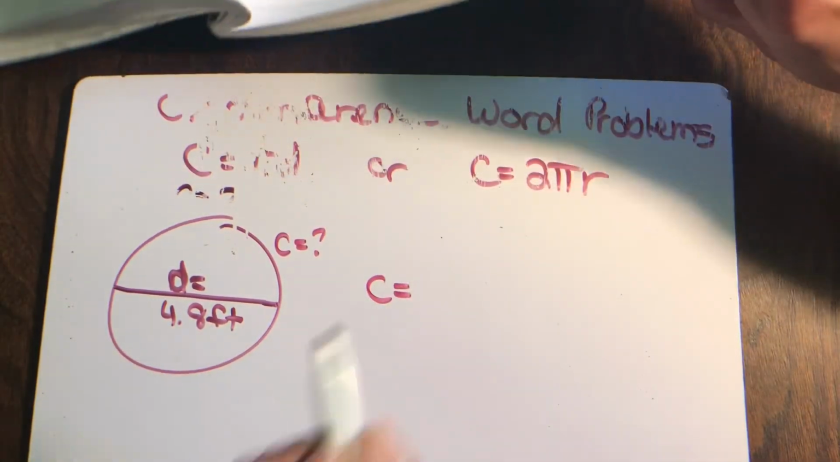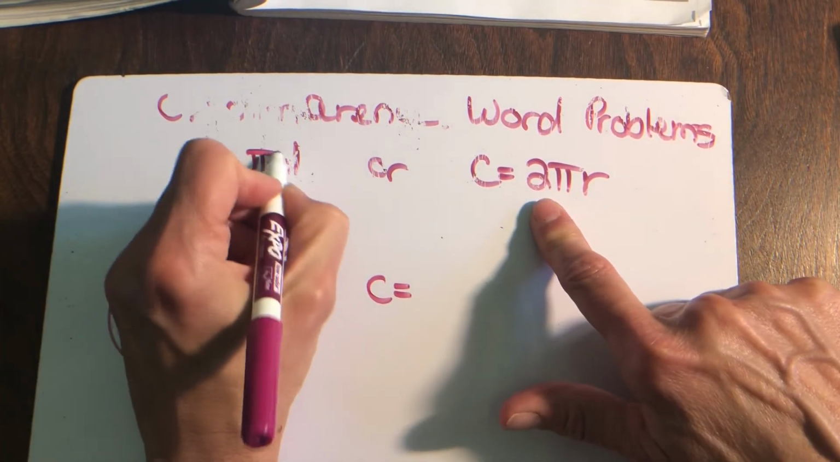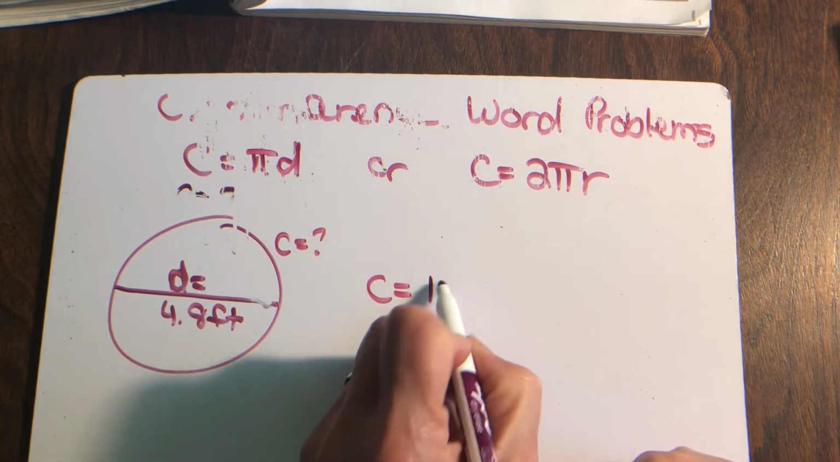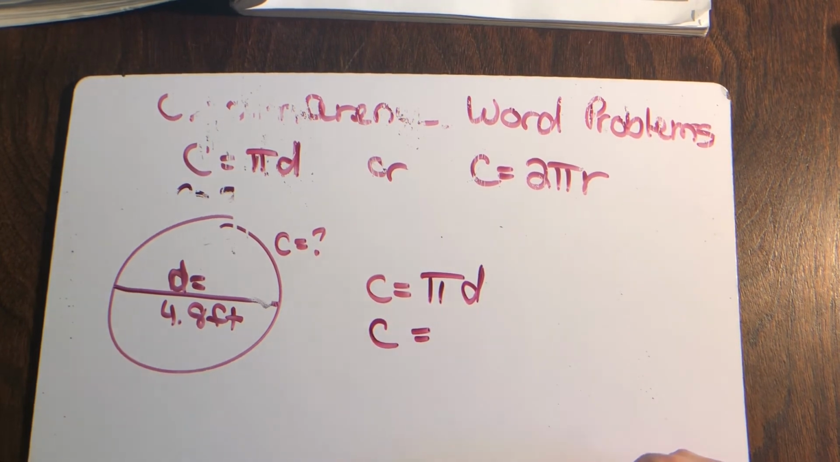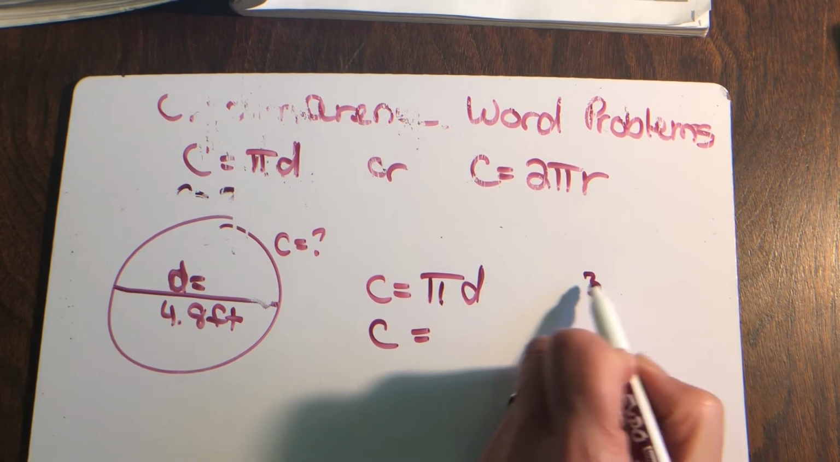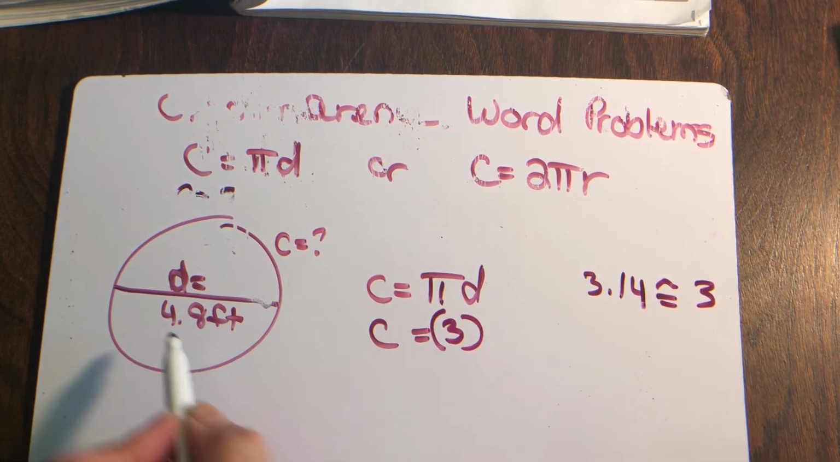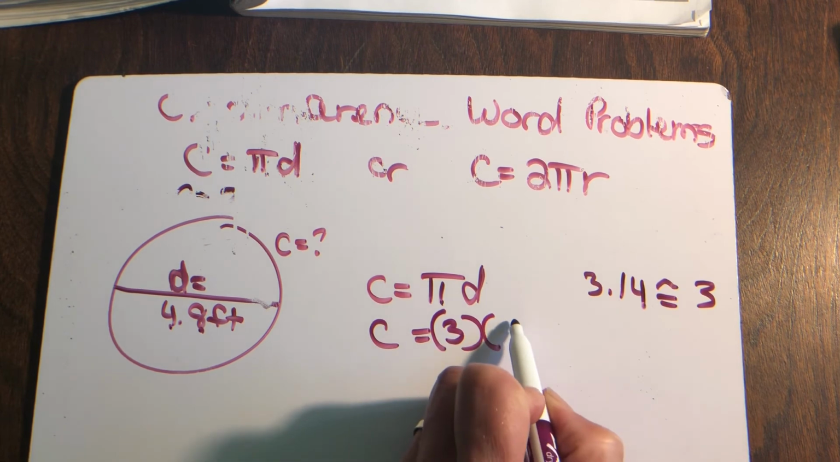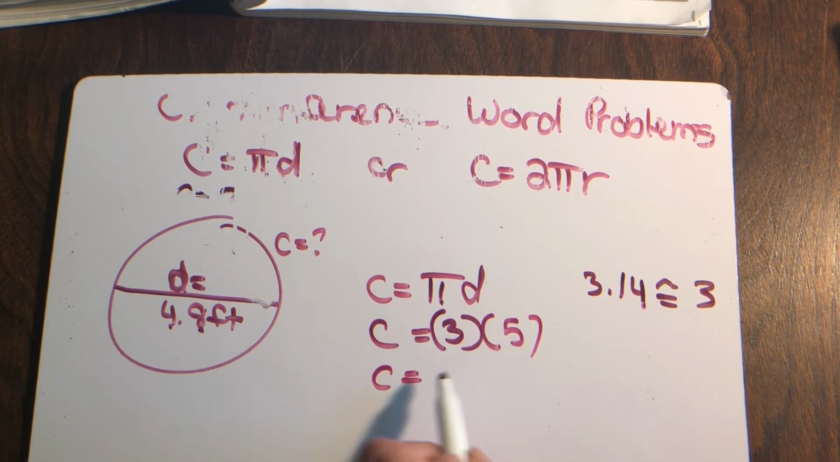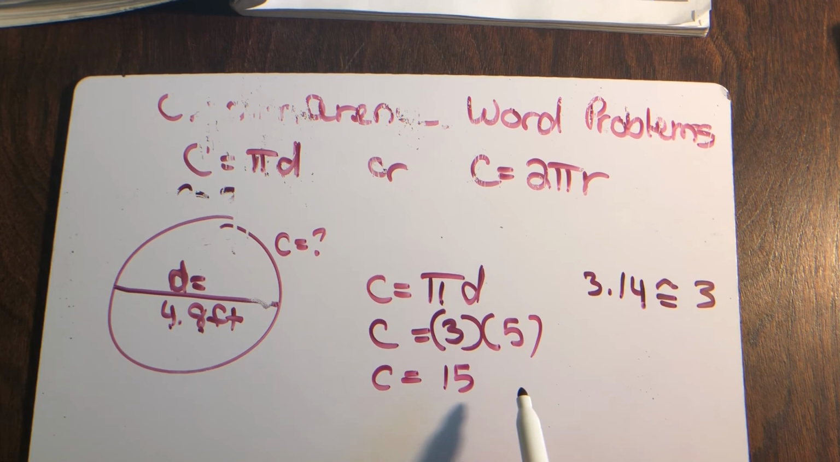So we got C equals, but which one do you want? We want to use this one, right? Pi times D. But we want to estimate now. So when you estimate, you can just use mental math. So 3.14 would round to what? That would estimate to 3. And 4.8 would round to 5. And so your answer is 15. And what were our units? 15 feet. Right? So there's some practice for you with circumference.